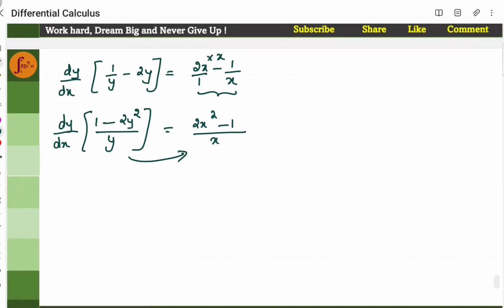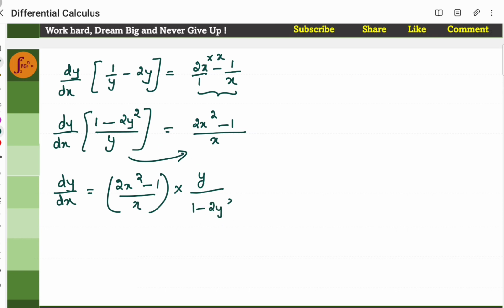Now I'll shift this here. I just want to find dy by dx, right? Everything else should be shifted to the other side. So when I shift this here, this y which is a denominator will go to the numerator in multiplication. Here it's division, here it will become multiplication. And what is in the numerator will come to the denominator. It will get reversed. So this is dy by dx. So what do we get? 2x square minus 1 into y by 1 minus 2y square into x.